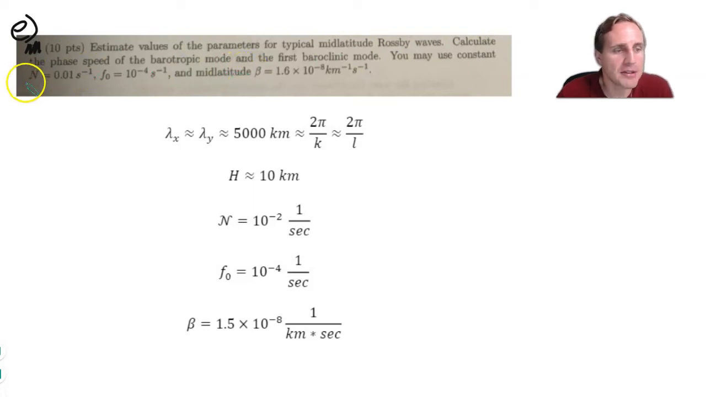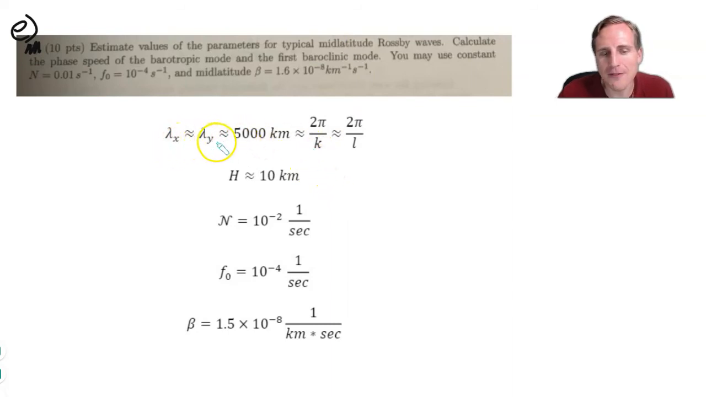You may use the constants: capital N, that's the Brunt-Väisälä frequency, is about 10 to the minus 2, so that's 0.01 seconds to the minus 1. F naught is about 10 to the minus 4 seconds to the minus 1. That's roughly a mid-latitude value of the Coriolis parameter. And then a mid-latitude beta value is about 1.6 times 10 to the minus 8, 1 over kilometers, 1 over seconds. Okay, so let's start working a couple things out here.